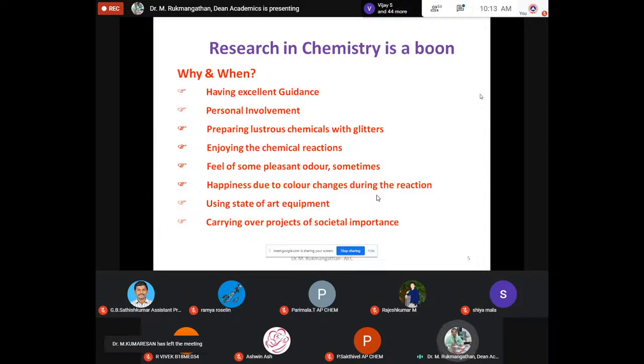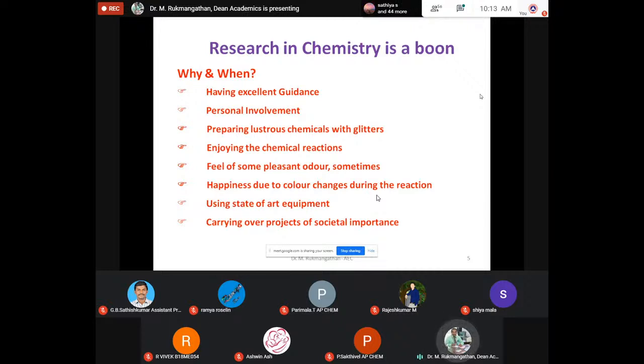Personally, we are having more involvement in our research work. Most of the chemistry people are having personal involvement towards their research work, so they can enjoy preparing the lustrous chemicals which are producing a glitterous appearance. On doing the chemistry research, we can enjoy so many chemical reactions. We can feel some pleasant odor sometimes. For example, during the formation of esters, we can feel the fruity smell, we know very well. So we can get more happiness due to the color changes during the course of the reaction.